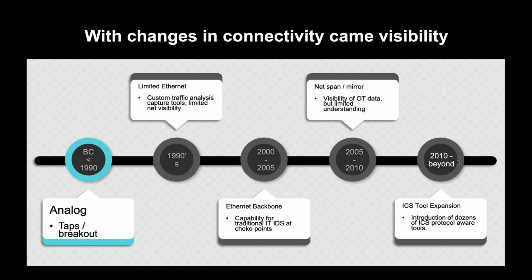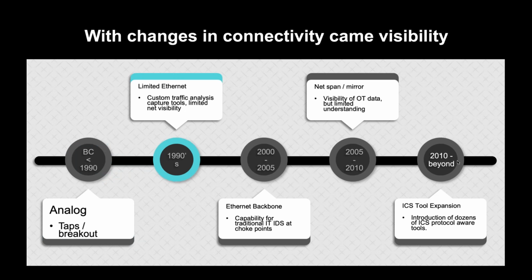Just a quick status as well from a tools and capability perspective along these same timelines. In the before-connectivity era, where we were talking analog and serial and some control system loops, if you needed to see that communication stream, you were tapping out from that communication media or using a breakout box so you could actually do some level of analysis. It was absolutely point in time, on site, and generally only done from a troubleshooting perspective.